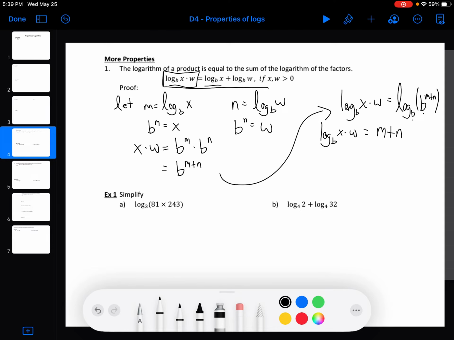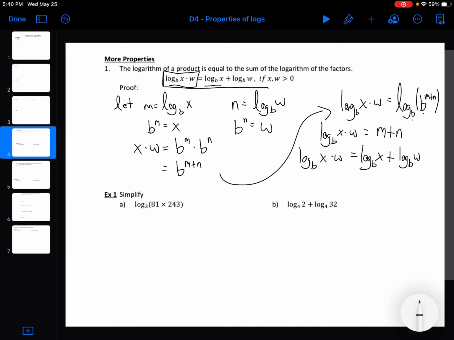That was our last law, or property, I should say. And then we can just sub in for m and n. So we've got log of x times w base b equals log base b of x plus log base b of w. All right, looking at this next one, this is then going to be log base 3 of 81 plus log base 3 of 243.